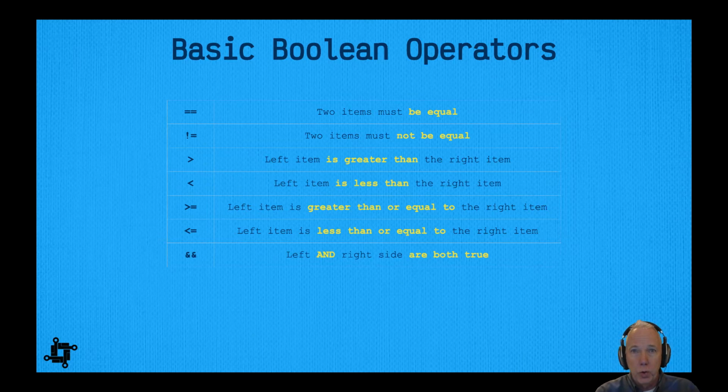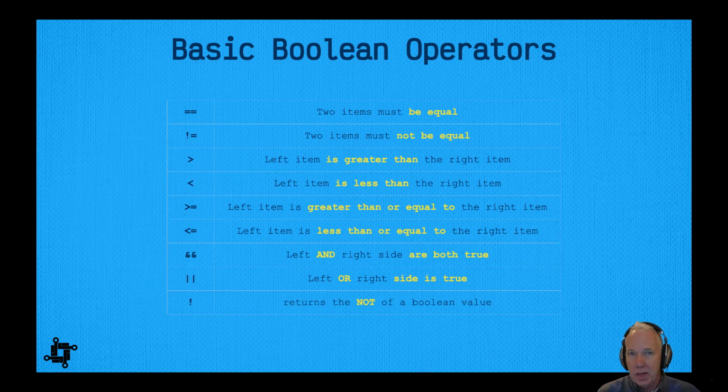And we can then do two more. We can say and. Now, this is an operator on two Booleans. So we're saying if this is true and this is true, then it's true. And then the other one is or. Well, if this is true or this is true, it's true. And then finally, we have the not, which is the exclamation point, and that is just negating whatever Boolean value we have.